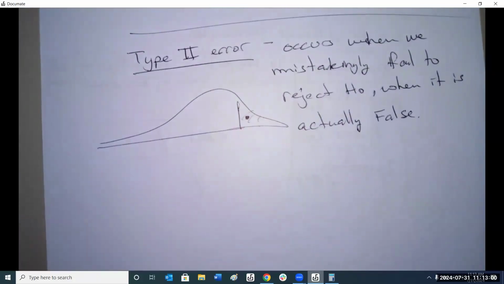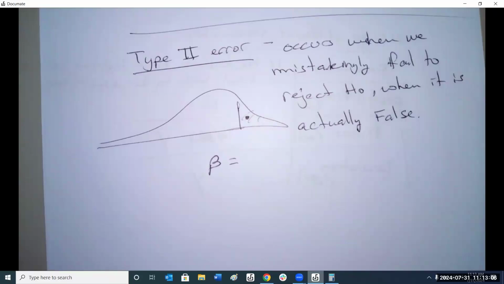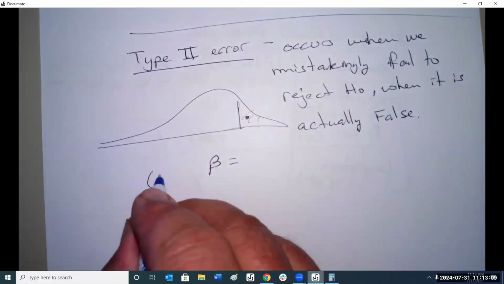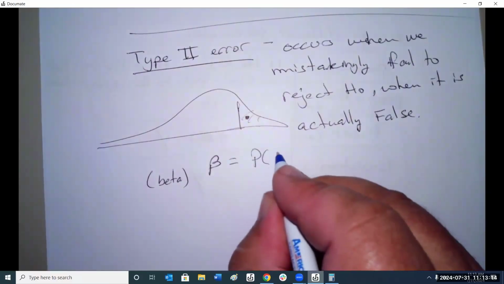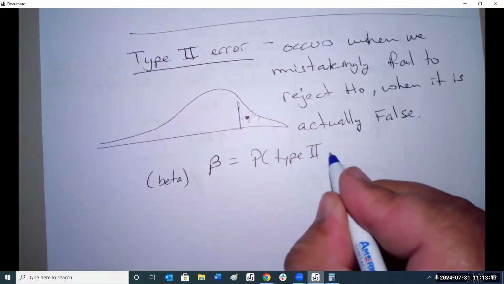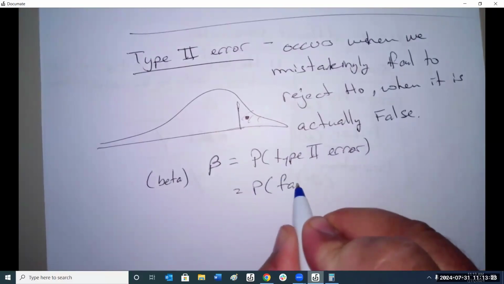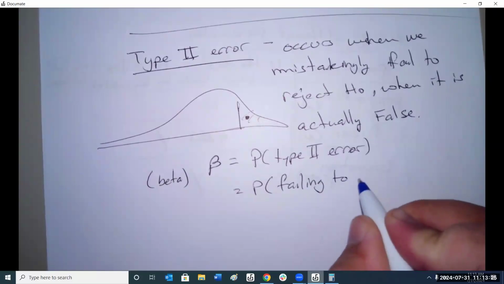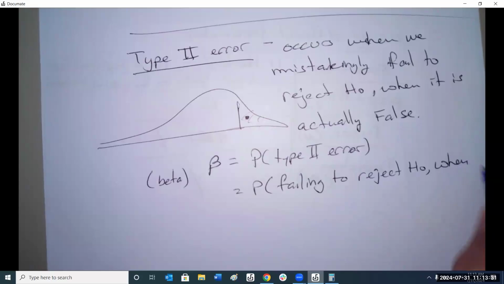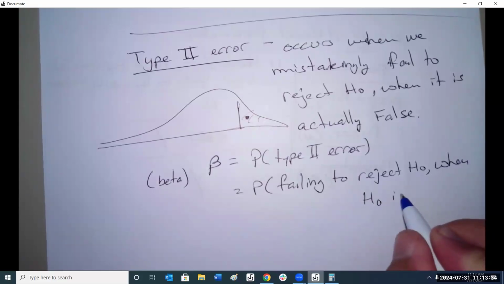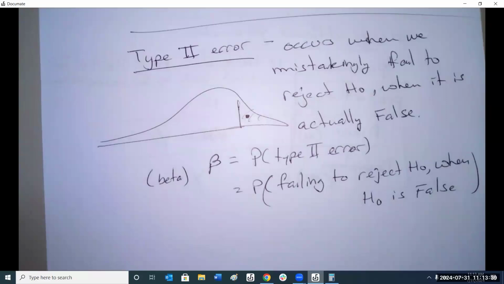So a type 2 error is written by the letter beta. It's the probability of a type 2 error, failing to reject H0 when H0 is false, and it should be rejected.